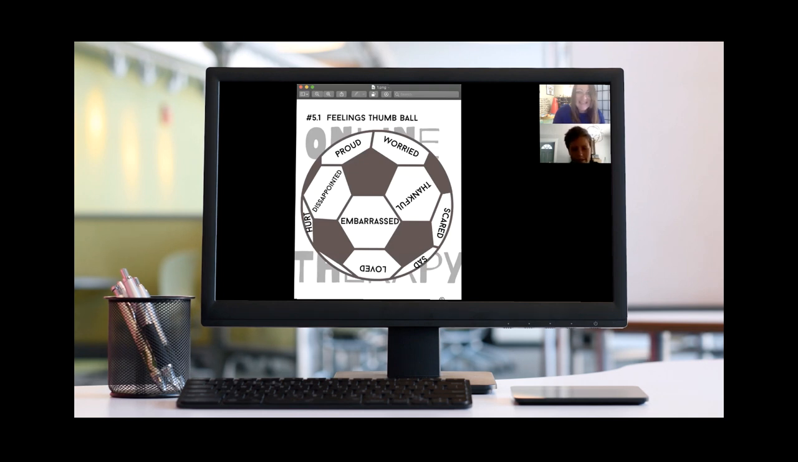Can you see that? Yes. What we're going to do here is called Feelings Thumb Ball. And in this game, we use our right thumb to just land on a feeling. And we talk about that feeling. We may talk about how it feels in our body, or a time we felt that feeling, or a time that we even just know of someone else in another situation felt that feeling.